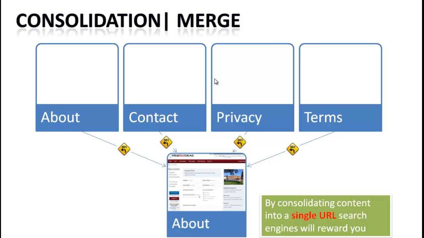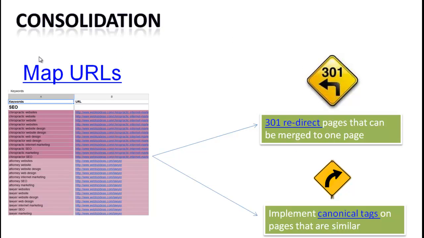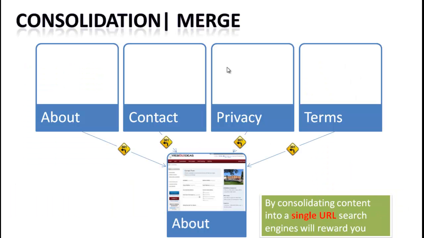But let me go on and give you some examples. So what do I mean by consolidation? Let's say you've watched a tutorial on mapping URLs, you have a list of all your web pages, and you say, Jeff, now what am I supposed to do? What am I looking for? And even more important, why do I want to do this? Well, let me answer those questions.